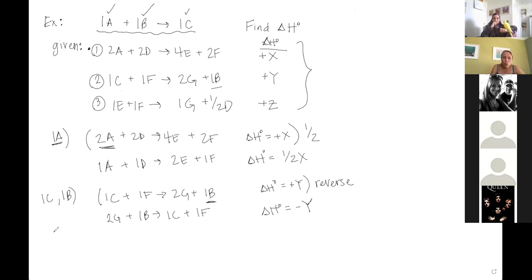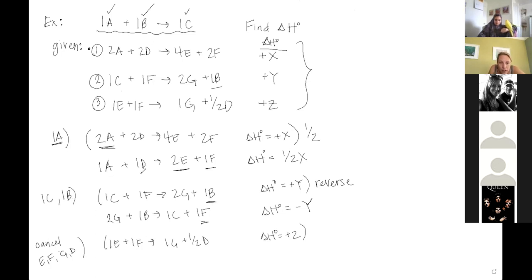So what I need to do here is cancel my E, F, G, and D. This equation is pretty simple because I can cancel those all with this one equation down here, where I have my 1E plus 1F going to 1G plus 1/2 D with my delta H of positive Z. And so in order for me to get rid of this 2E, these two F's, I have 1E and 1F. So right now I think I need to multiply by 2.